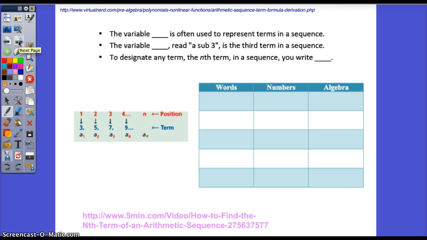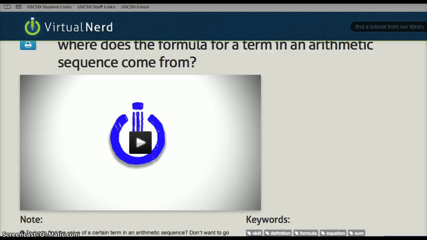Real quick, though, the variable A is used to represent the terms in a sequence. A sub 3 is read A sub 3, and it's the third term. So to designate any term, the nth term, meaning any term, in a sequence, you write A sub n. Now to find that A sub n, we're going to watch a real quick video.